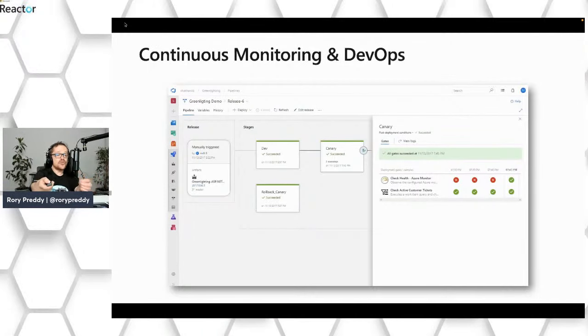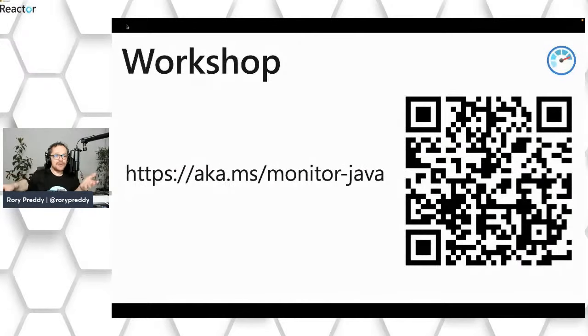And then the runbooks can also trigger a DevOps process. So this is DevOps, Azure DevOps here. So it's got manually triggered, and you might have an artifact that could trigger it, and you have a dev environment or a canary environment, and you could check that health with Azure Monitor. You can see it wasn't healthy, and was healthy. And then you can also check active customer tickets on your DevOps process, and you can actually roll back on your DevOps process. So that's everything I wanted to show you.